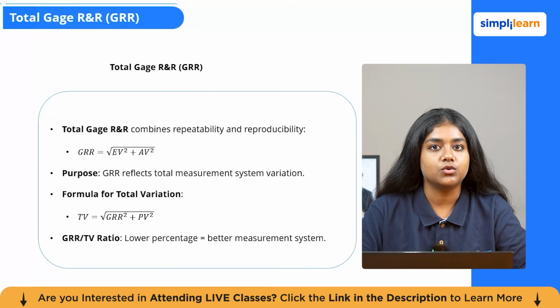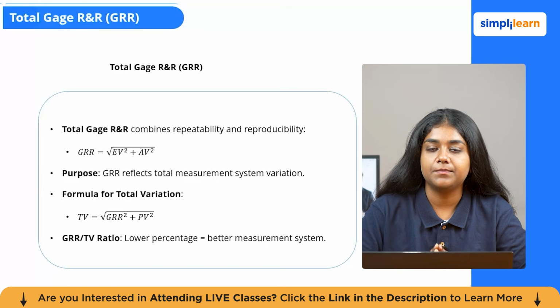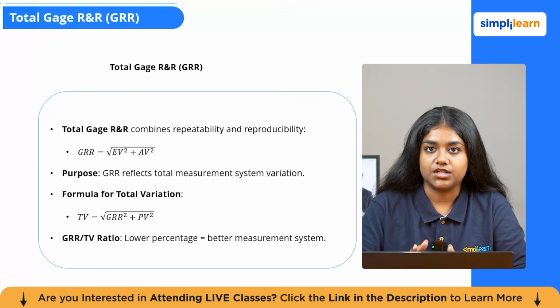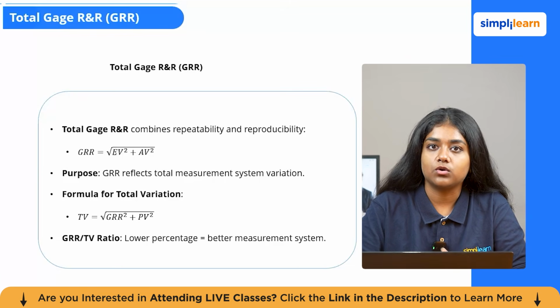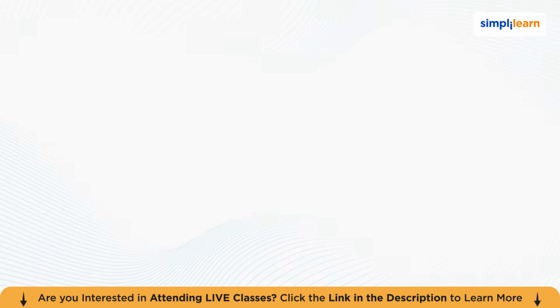TV is equal to the square root of GRR squared plus PV squared, where PV is the part variation, that is the real variation between the parts in the study. The ratio GRR by TV, expressed as a percentage, tells you what fraction of the total observed variation is measurement system noise. The lower this percentage, the better the measurement system.